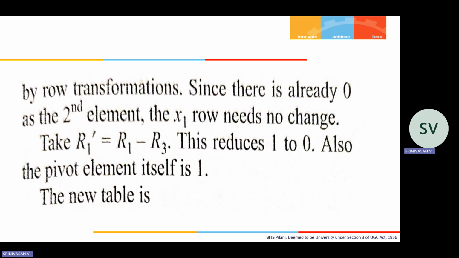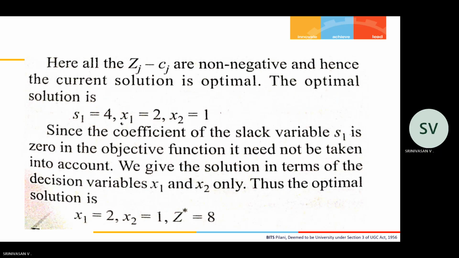Now, since there is already 0 as the second element, the x1 row needs no change. So R1 minus R3, I have already shown you this, reduces 1 to 0. Also, the pivot element itself is 1. The new table is, okay, so you go see the table. Here all the Zj minus Cj are non-negative, and hence the current solution itself is optimal. The optimal solution, as we have just seen from the table, is S1 equal to 4, X1 equal to 2, X2 equal to 1.